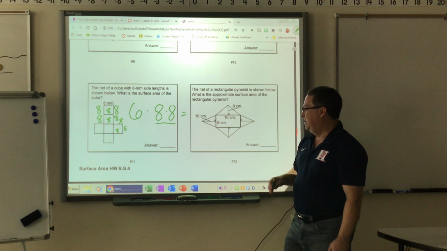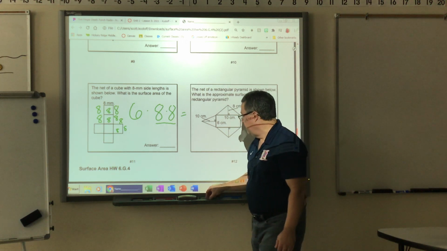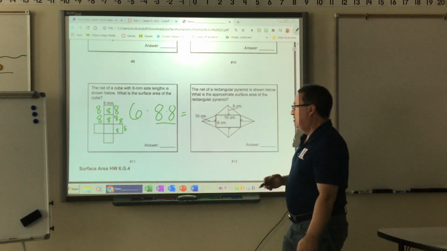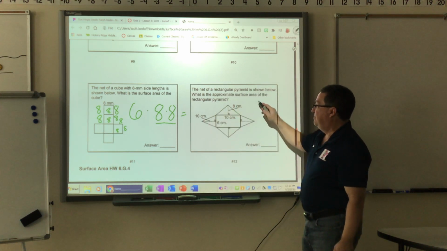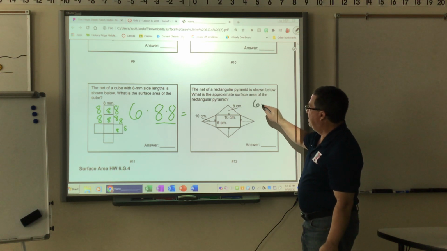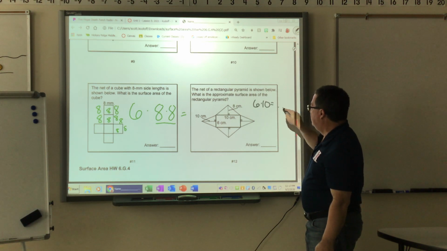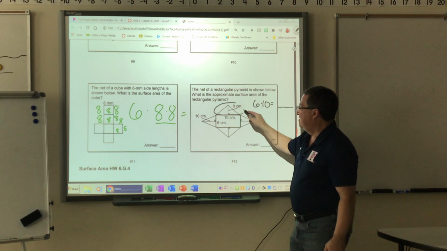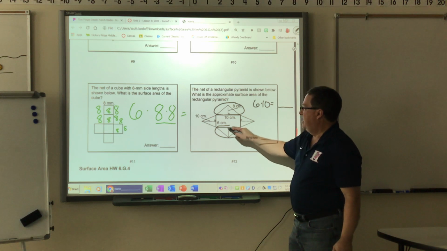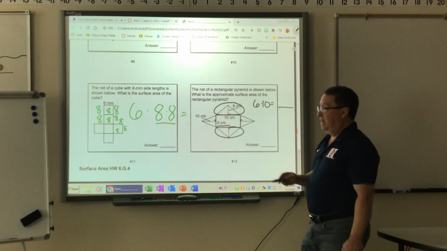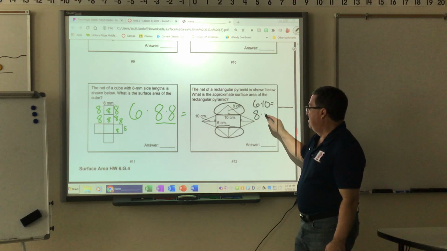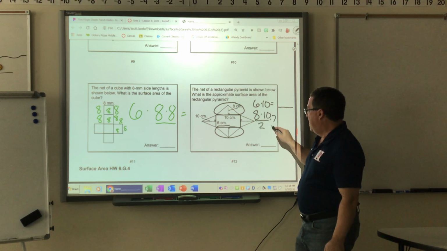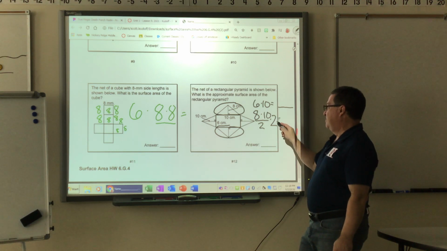Okay? Last but not least, rectangular prism. Or, I'm sorry, rectangular pyramid. So in a rectangular pyramid, remember, first thing to do is find the rectangle, which is 6 times 10. So there's my area of the rectangle. Then I have 2 triangles that are exactly alike. It has a base of 10. It has a height of 8. So that's 8 times 10 divided by 2 times 2, because there are 2 of them.